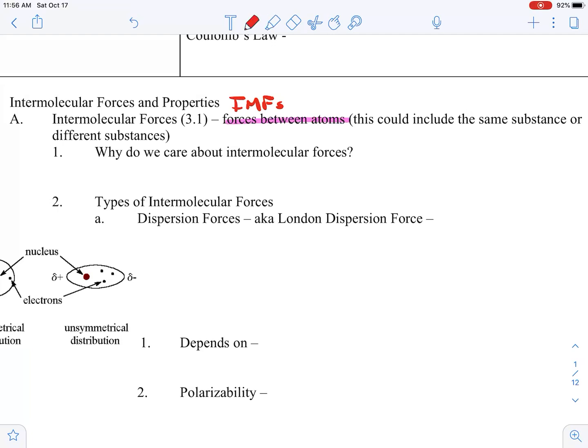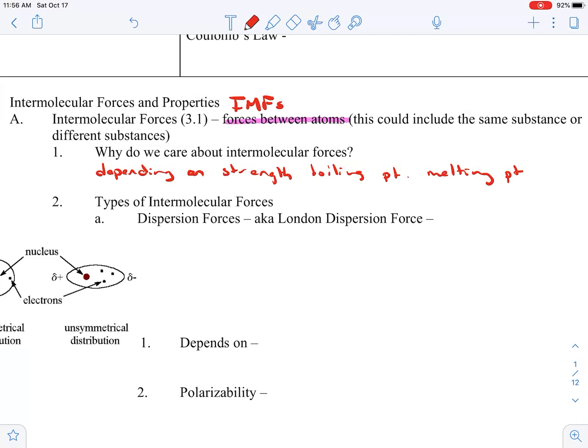So why do we care about these intermolecular forces? Well, depending on their strength, they tell us a lot about what phase or state of matter the substance is going to be in. They tell us about boiling point. They tell us about melting point. They tell us about vapor pressure. There are just a lot of things that these intermolecular forces tell us about the substance, and so we need to spend some time learning about them.